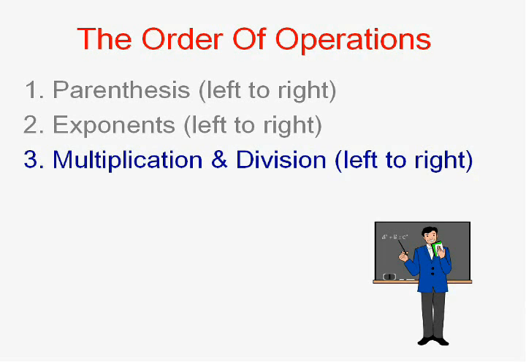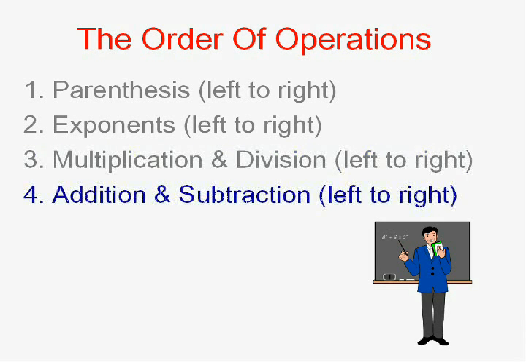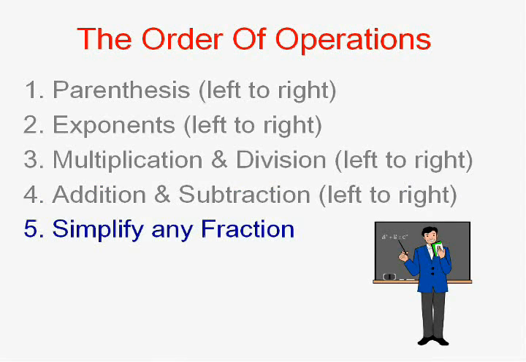Now, don't think that multiplication automatically comes before division. If we have both, we're going to work left to right amongst them. And then, lastly, we'll do addition and subtraction. A lot of people want to do that first because it's easier, but you don't get to do it. You have to work through this order. And I should add, you're required to simplify any fraction. We're not going to tell you. That'll be the very last thing you do.